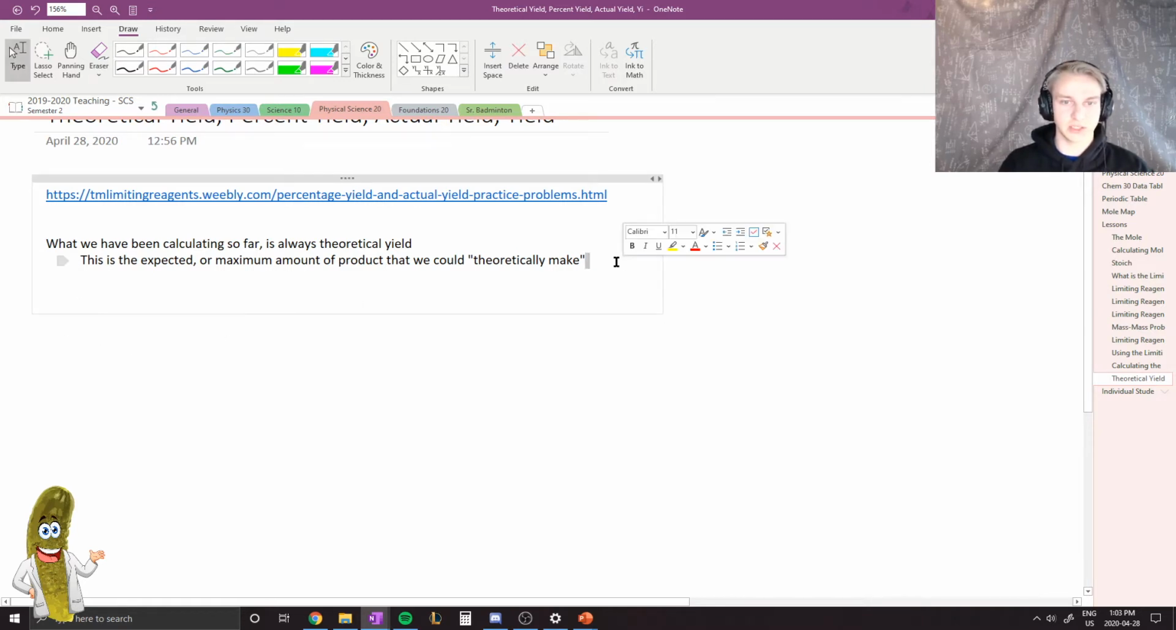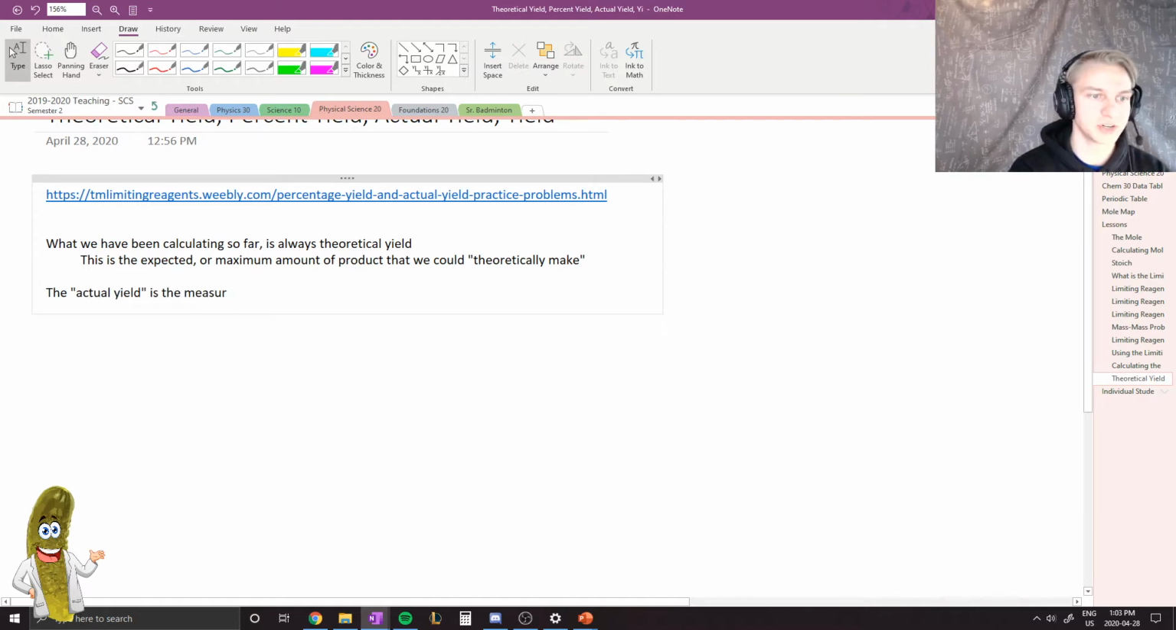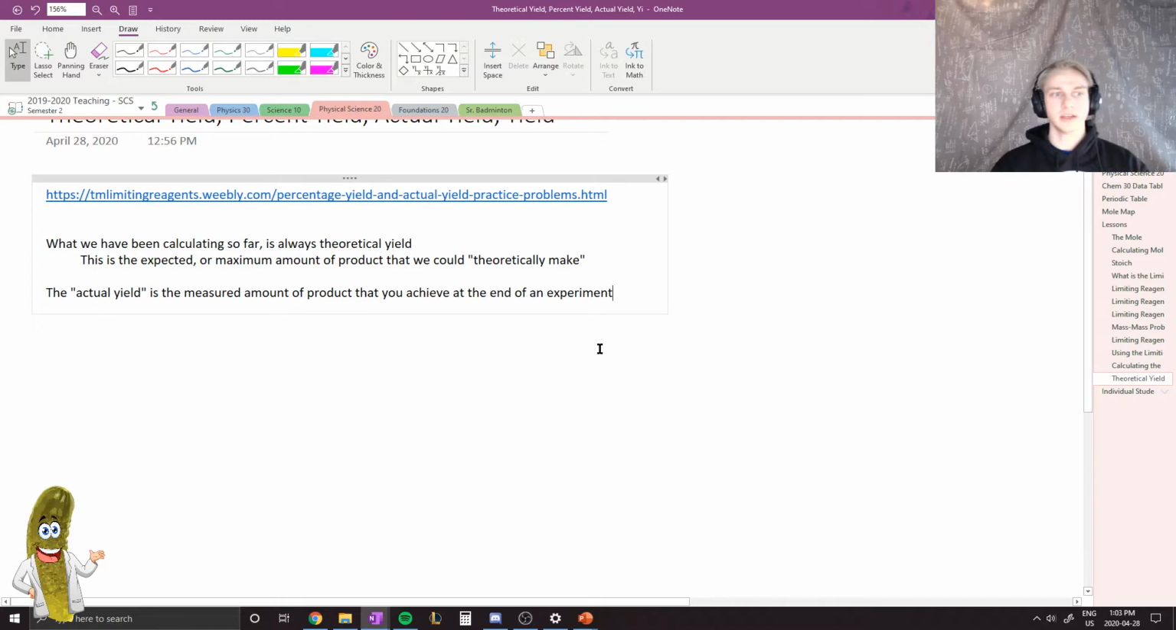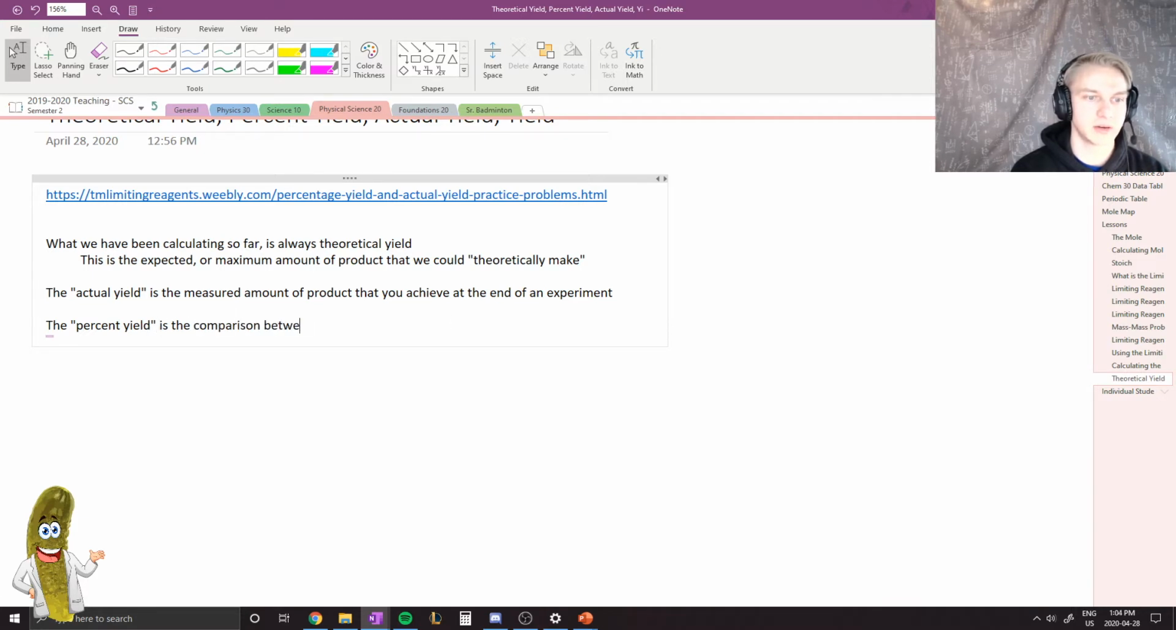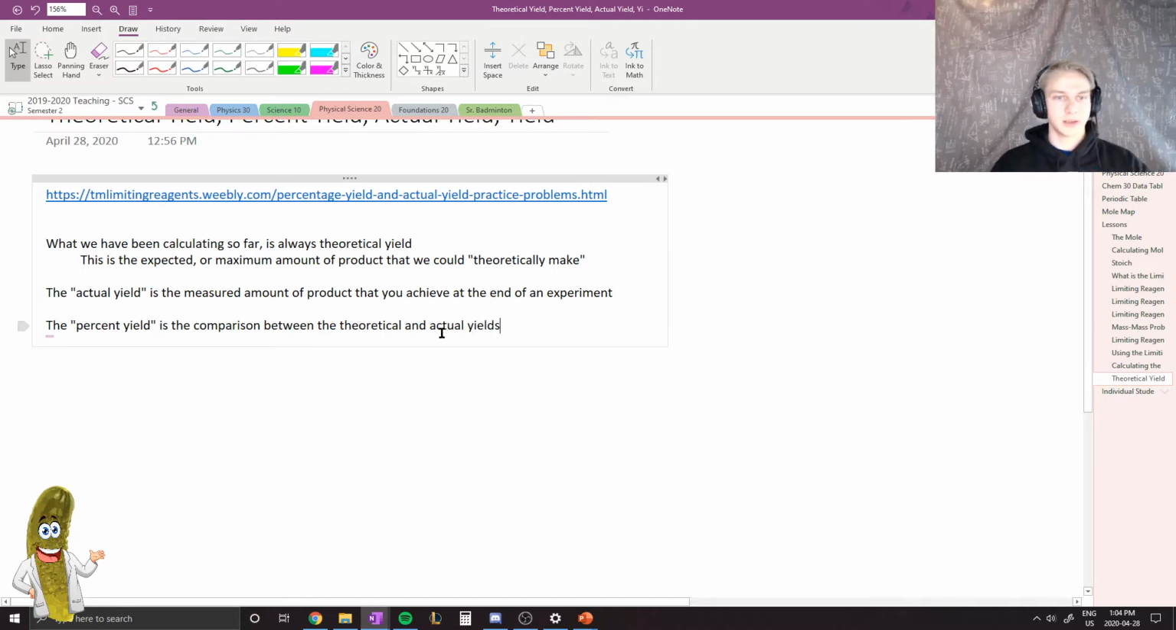So the actual yield, let's make a note of this. The actual yield is the measured amount of product that you achieve at the end of an experiment. So the actual yield is like, I actually produced 6 grams of this. And then the percent yield is the comparison between the theoretical and actual yields. It is represented by the following formula.